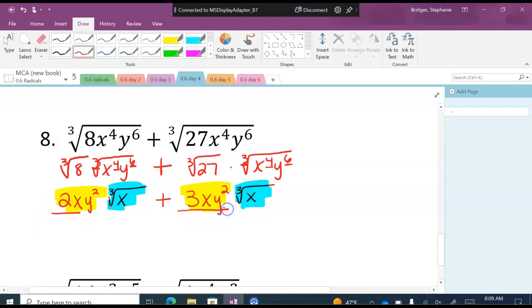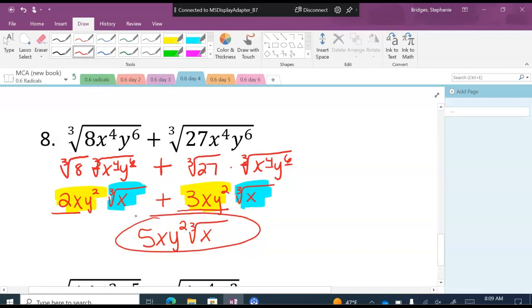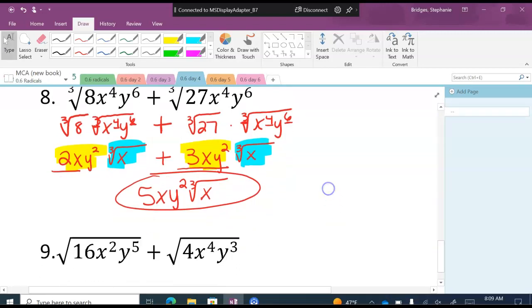What is 2 plus 3? 5. So it's going to be 5xy squared. All of the variables and the radical stay the same. The only thing that changes is the coefficient. If those exponents were any different or slightly different, then we would not be able to add them and we would have to leave them as they were. Are we kind of okay with that? All right, try that last one, number 9.